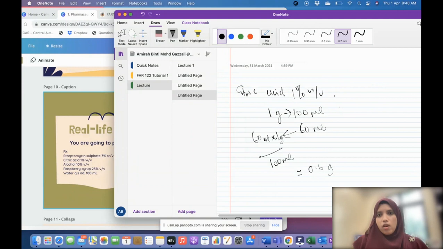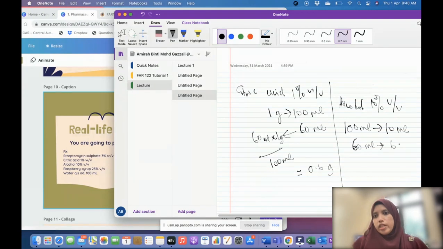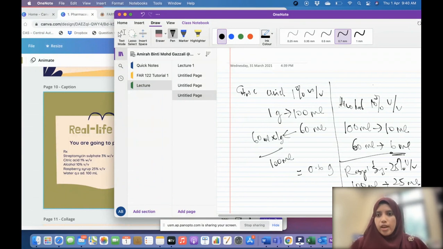So the next one is alcohol. Alcohol, 10% V over V. It means that in each 100 ml, you should have 10 ml of alcohol. So if you are going to prepare 60 ml, you would need 6 ml of alcohol. Okay, and the final one is raspberry syrup. In each 100 ml, you should have 25 ml, because it's 25% V over V. So if you are going to prepare 60 ml, then you would need 15 ml.